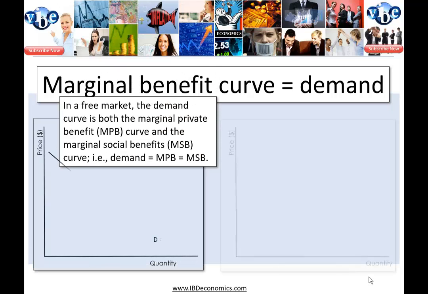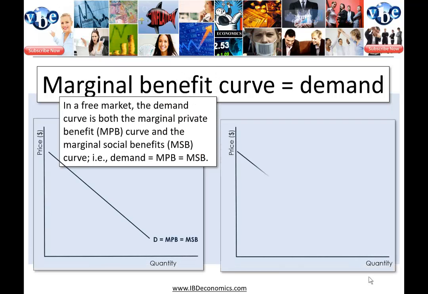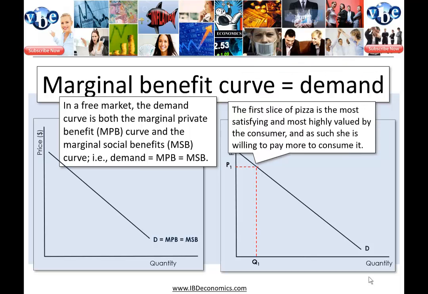The demand curve is the marginal benefit curve. In a free market, the demand curve is both the marginal private benefit, we'll just call this MPB for now, and the marginal social benefit, MSB, curve. So demand in the free market: demand equals MPB equals MSB.